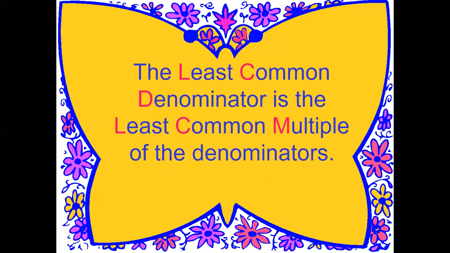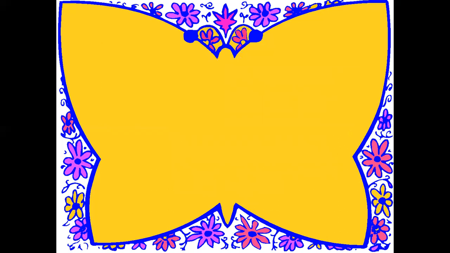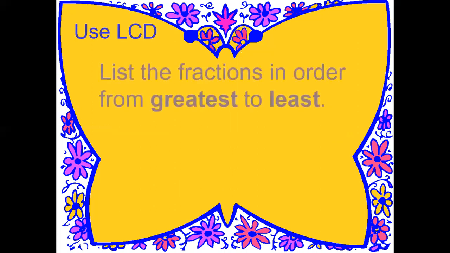All right, so the least common denominator is the least common multiple of the denominators. LCD equals LCM. All right, so use LCD. List the fractions in order from greatest to least. So what we're going to be doing now is we are going to list our fractions in order from the greatest to the least.